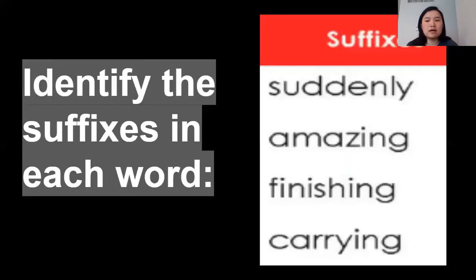Okay. Now right here, what you're going to do is you're going to identify the suffixes in each word. Suffixes, suddenly. What is the suffix in that word? Yep, it's the E, and that's the Y, so the E sound. Amazing, what is the suffix here? The ing sound. Finishing, ing sound. Carrying, ing sound. Good job.